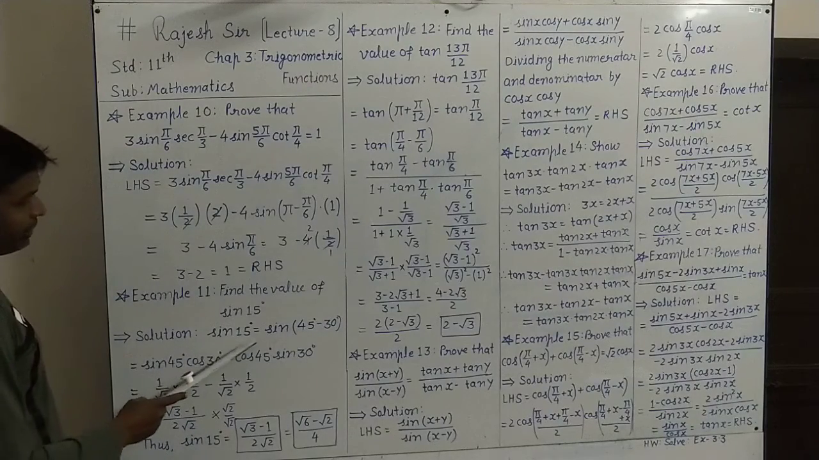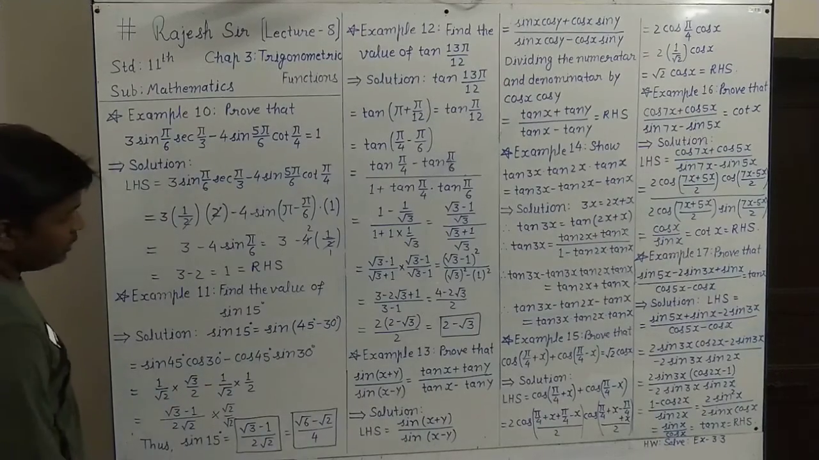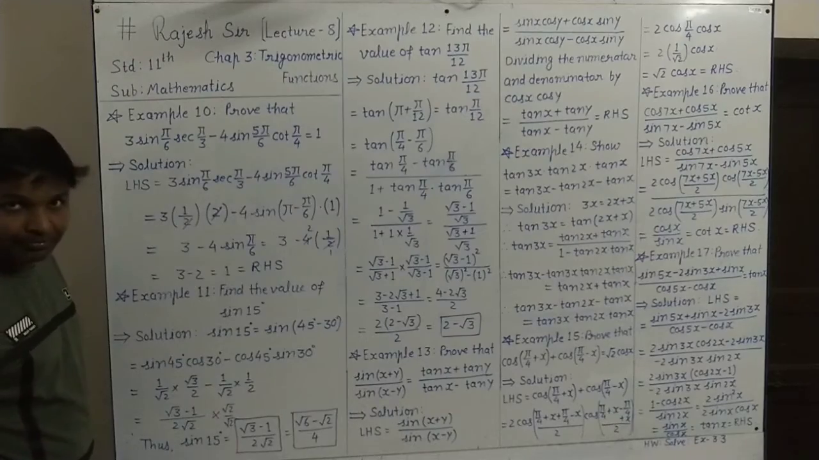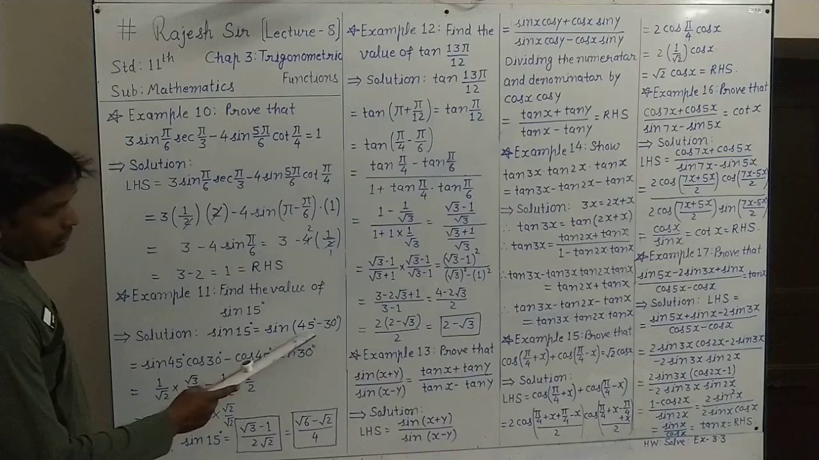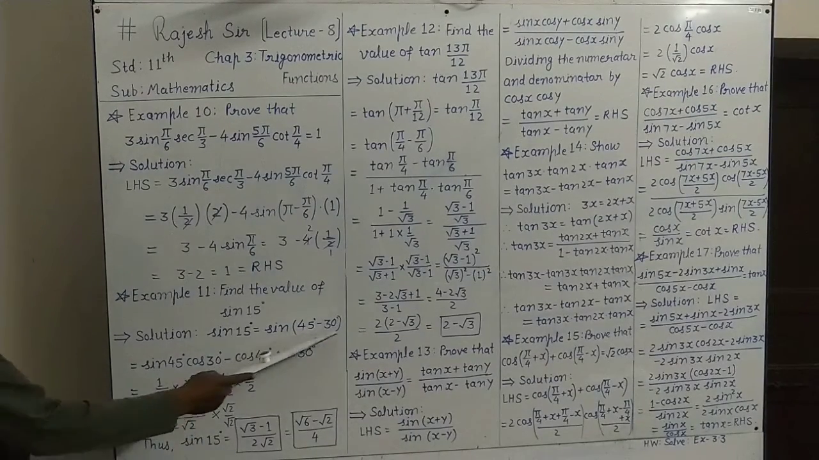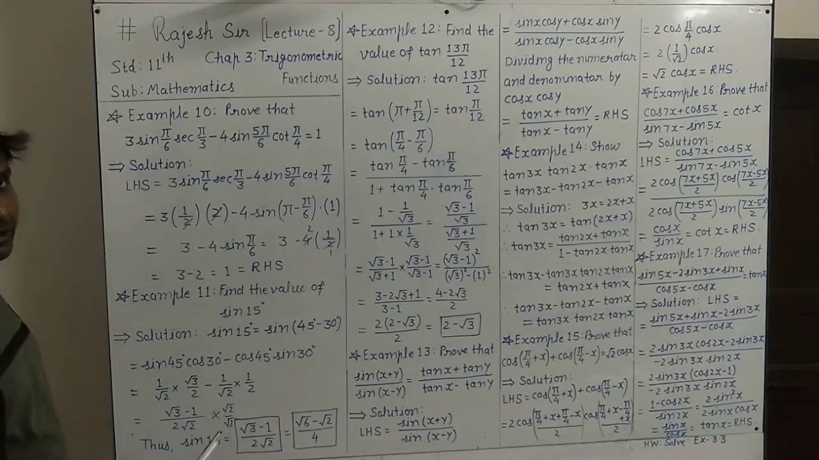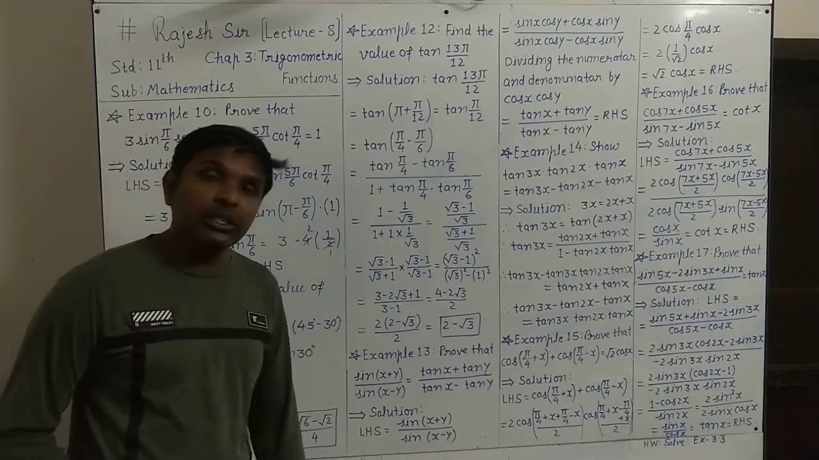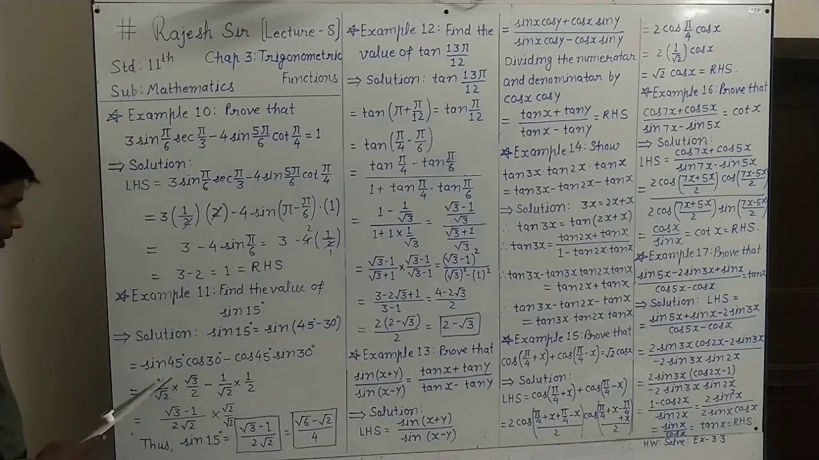So in the solution, sin 15 degree can be written as sin of 45 minus 30. You can write here 60 minus 45 also because it will also give 15. So we have written here 45 minus 30 is 15 degree. Now it is like sin of x minus y. In the last lecture we have seen the formula sin of x minus y equals sin x into cos y minus cos x into sin y. That formula we have to use here. So it is sin 45 cos 30 minus cos 45 sin 30.